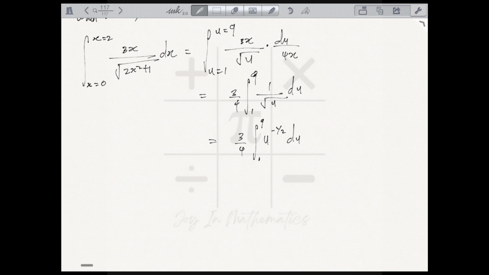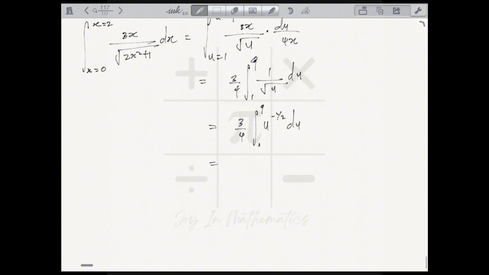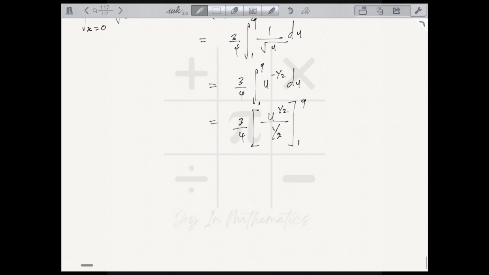Now, since we have changed limits, we don't need to substitute our u back into this. So this reduces the stress in simplifying further. So let us integrate u raised to power minus half, and integrating u raised to power minus half, we have u raised to power half divided by half from limits 1 to 9. So this gives us 3 over 2 of u raised to power half from 1 to 9. That is 3 over 2 with the square root of u from 1 to 9.